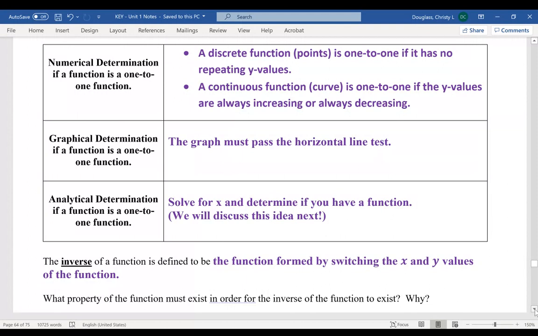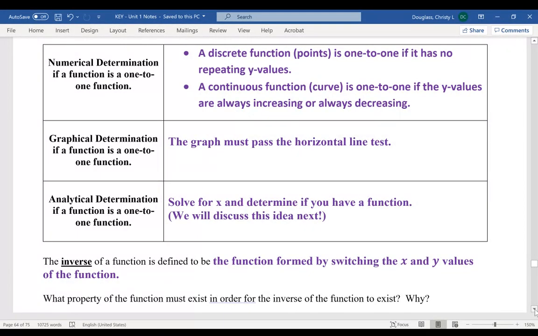Now, if you have a continuous function, a curve of points all connected together so that there are infinitely many of them, this would be more difficult to determine. So again, if you can look at your graph and tell that the y values are always increasing or always decreasing, then that's an indication to you that the y values will not repeat. You can imagine that if the y values increase and then decrease, or vice versa, you will definitely have repeating y values.